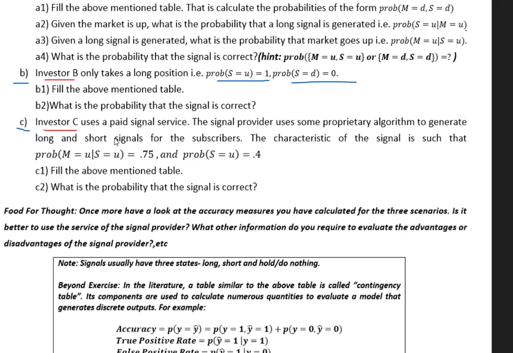In this part, the investor uses some sort of signal to take a long or short position. The main difference with the previous two parts is that now the signal and the market movement are dependent through this conditional probability distribution. However, the unconditional probability of the signal is 40%. That is, 40% of the signals that this investor receives say take a long position. And we are asked to fill the above mentioned table and find the probability that the signal is correct.